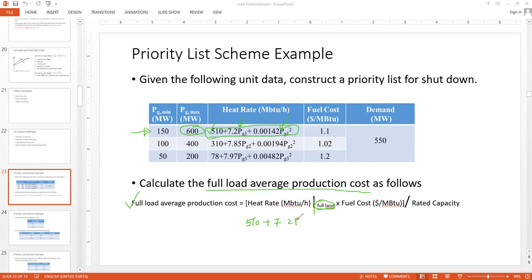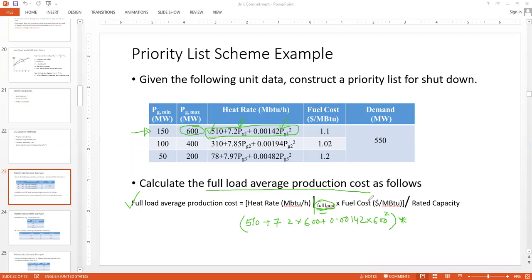So instead of PG1, we will write the rated capacity, or the full load capacity, that the unit can take. So that is 600, plus 0.00142 times PG1 squared, so 600 squared. So that is the heat rate calculated at full load capacity. The square is actually before the bracket. So that is 600 squared, then the bracket.